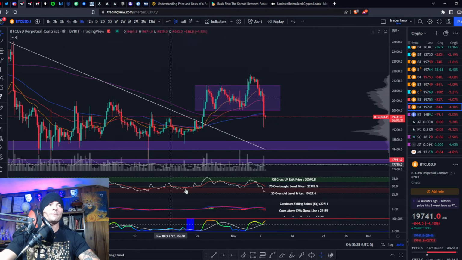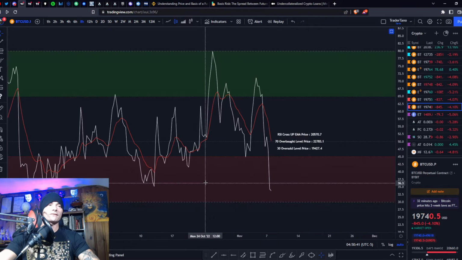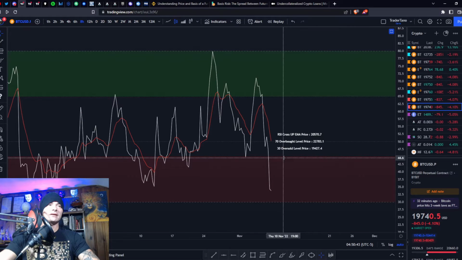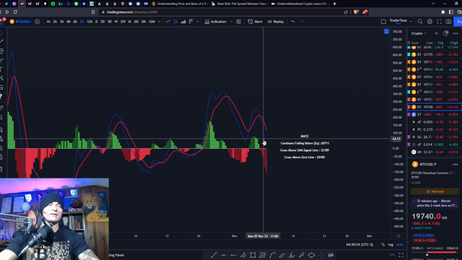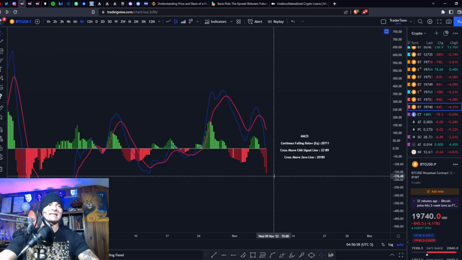Let's go to the 8-hour. Deep in the bearish control zone for your RSI, below your signal line. You're going to have major resistance, this 45 level right here at the top of the bearish control zone. That's if you get the bounce. MACD, fresh cross to the downside of the signal line. Negative momentum is increasing on the histogram. MACD line is crossing the zero line.